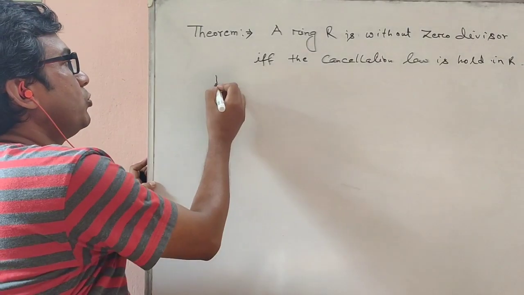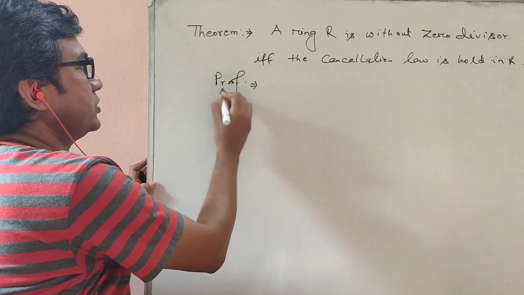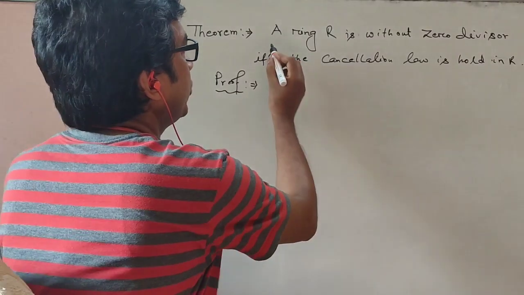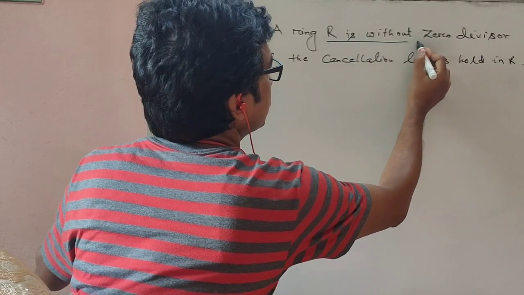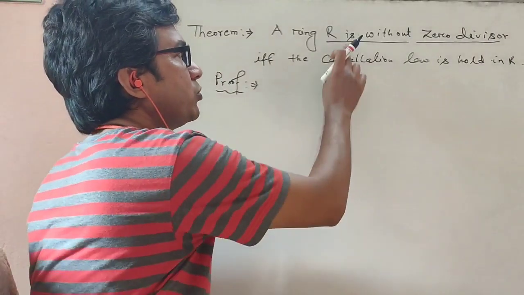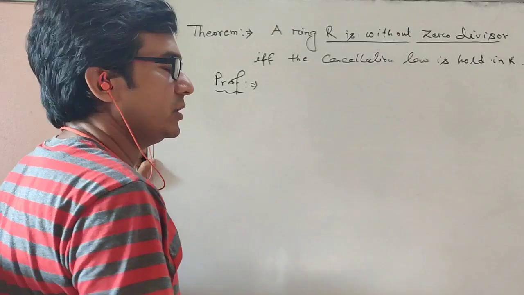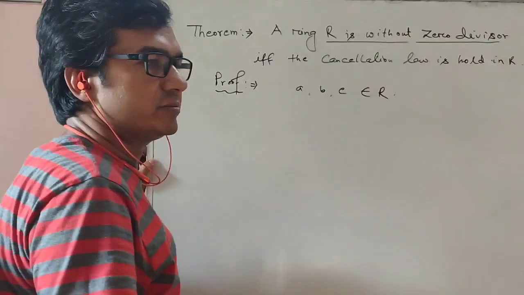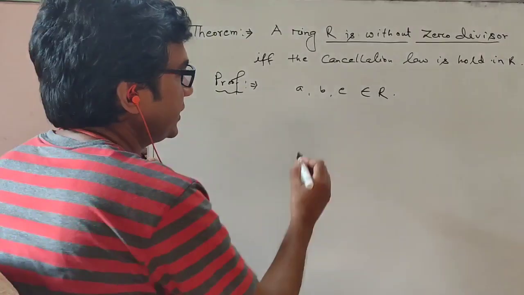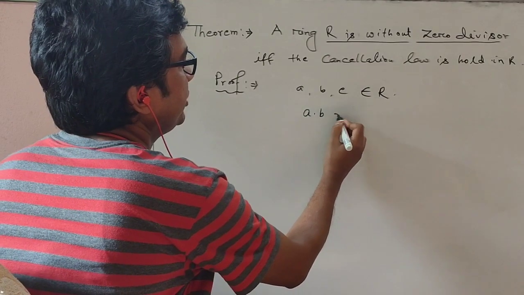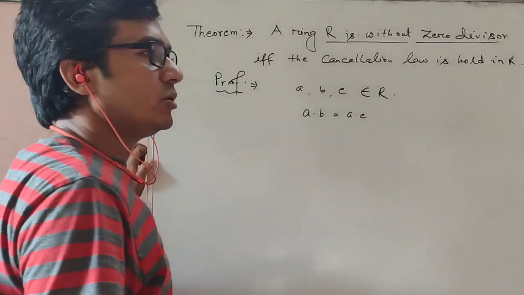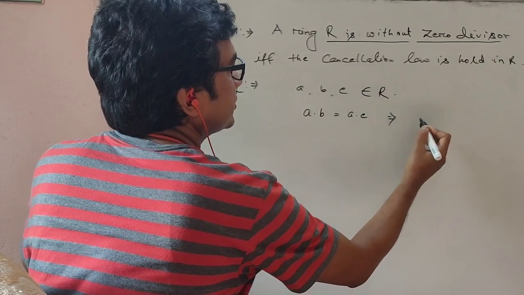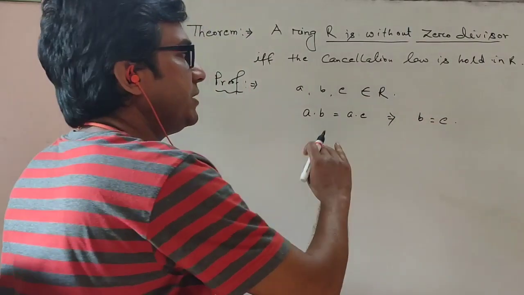Now we go to the proof of this important theorem. Here we let the ring R be without 0 divisor, and we have to prove the cancellation law holds. Let A, B, C be any 3 elements of the ring, and A dot B equals A dot C, and we have to prove that B equals C.